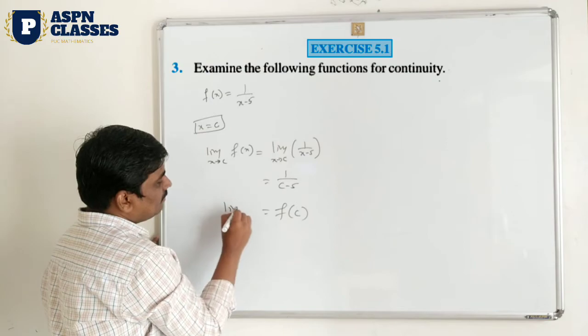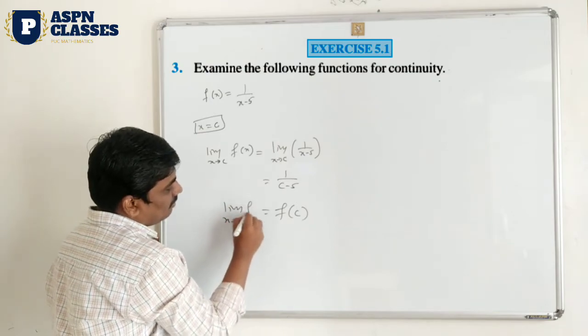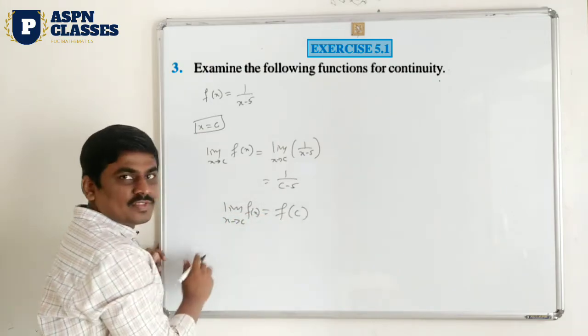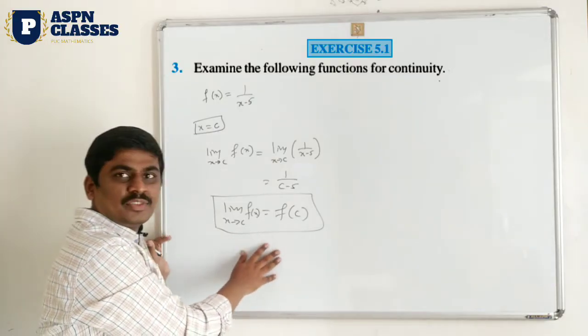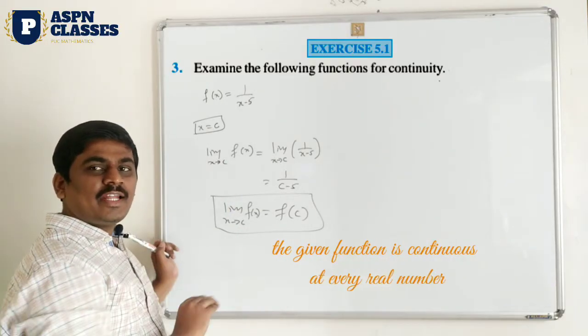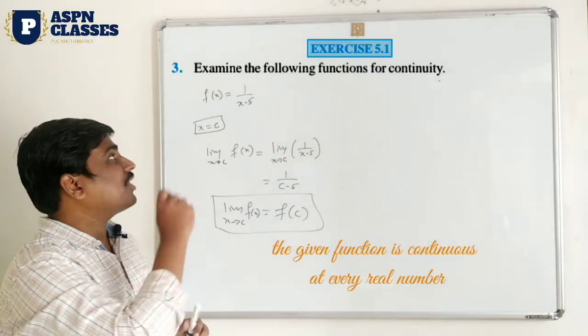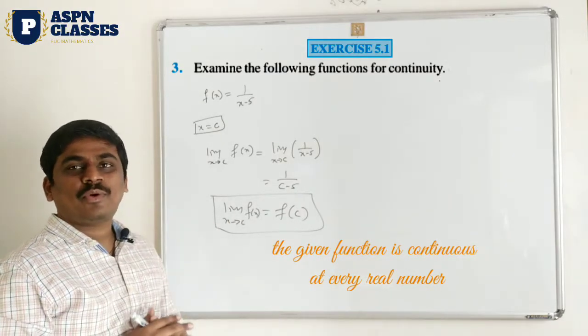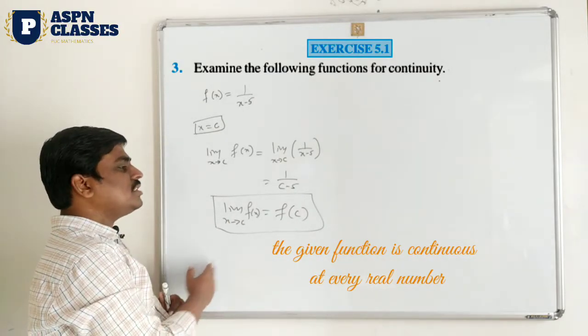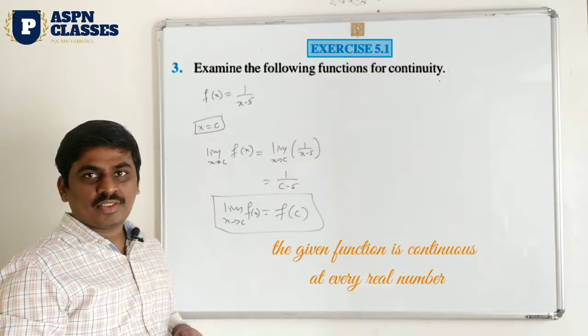It means the limit of x tends to c, f of x is equal to f of c. So now you get this result. It means the given function is continuous at every real number, because they have not given a point. So you are checking all the points. Therefore the given function is continuous at every real number, also you can consider.